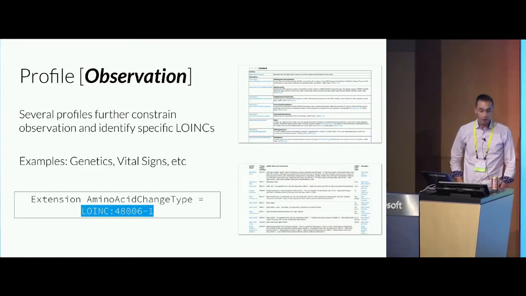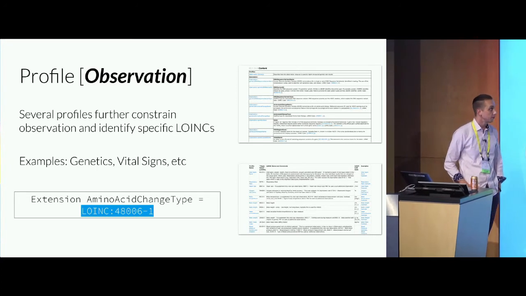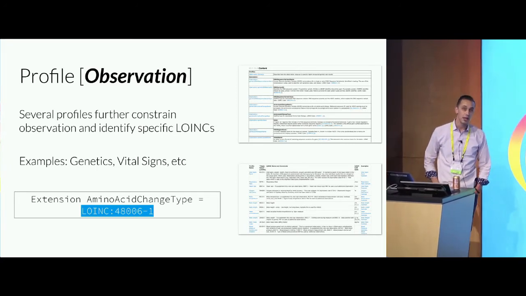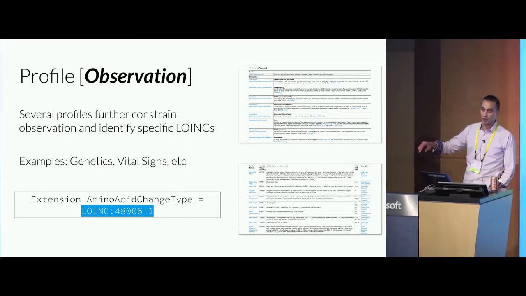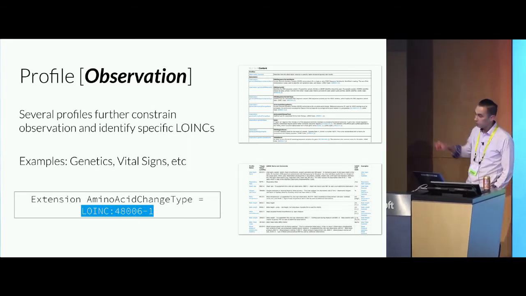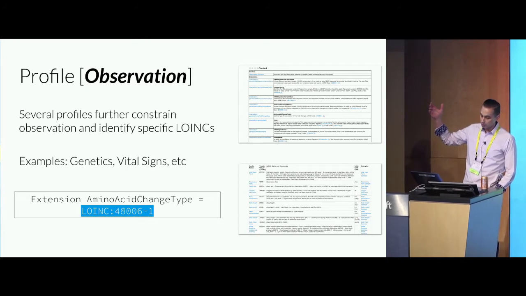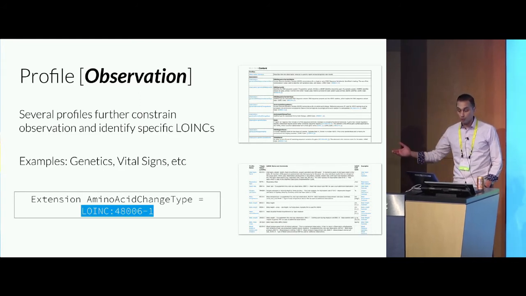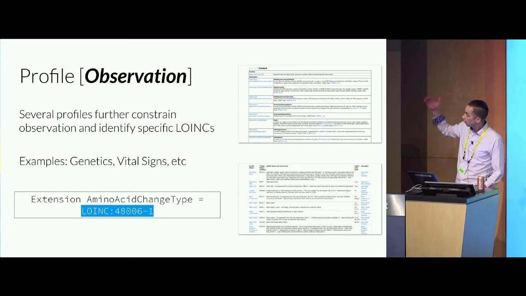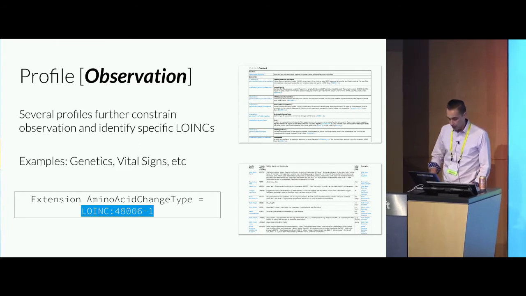And of course, many different kinds of profiles are being developed that further constrain that base observation resource, that may identify a particular LOINC code for a more narrow use. Some examples would include the profiles contained in the clinical genomics space, or the vital signs profile, for example, that links up specific LOINC codes to particular vital sign observations.